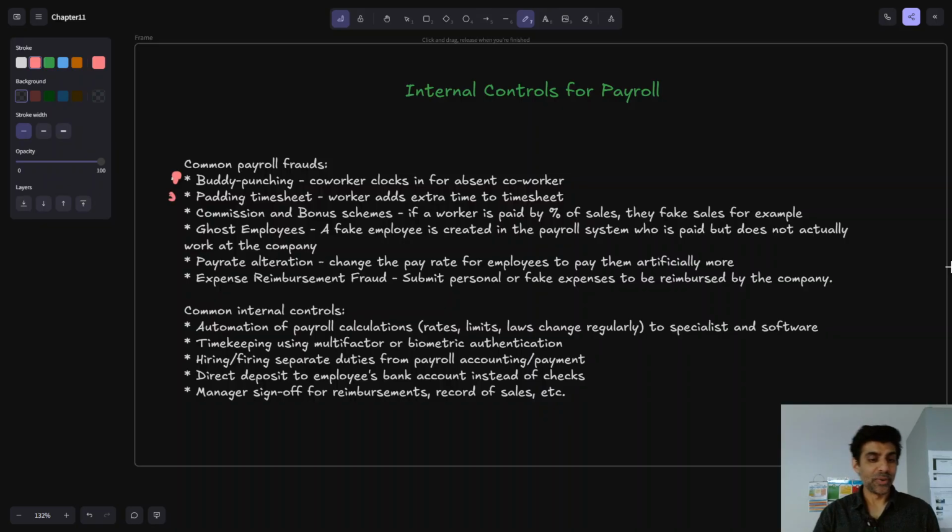Adding to timesheets. So you just add extra time to a timesheet. Okay. So, one way, again, a business will do this is biometrics, or there has to be some video cameras.